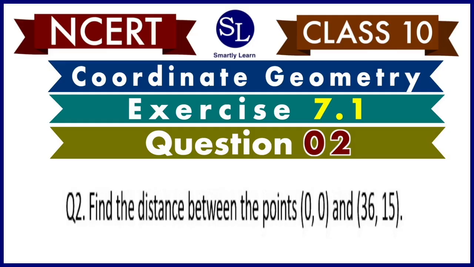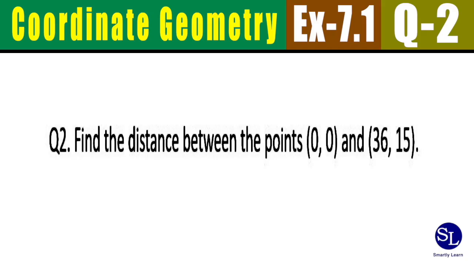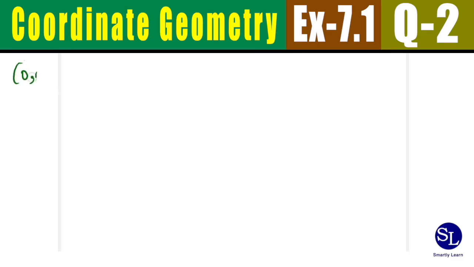In this video, let's see how to solve the second question in exercise 7.1. Find the distance between the points (0, 0) and (36, 15). So first let's note the points, the origin that is (0, 0) and the point (36, 15).